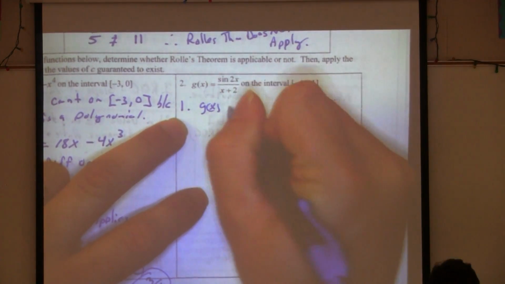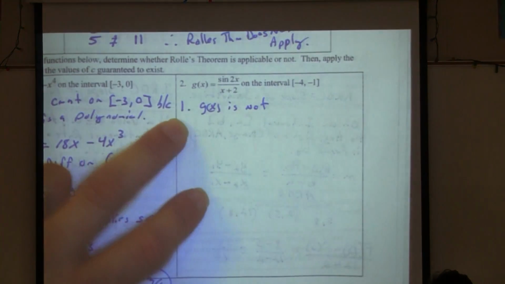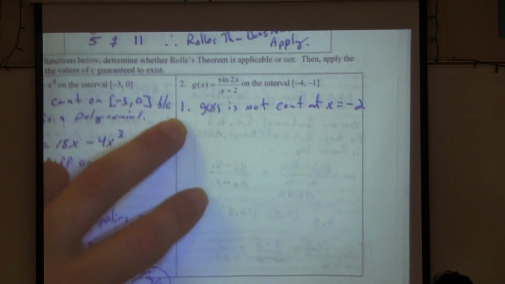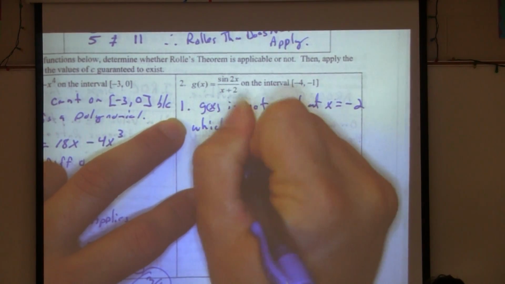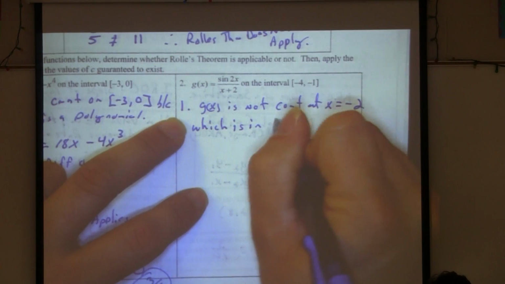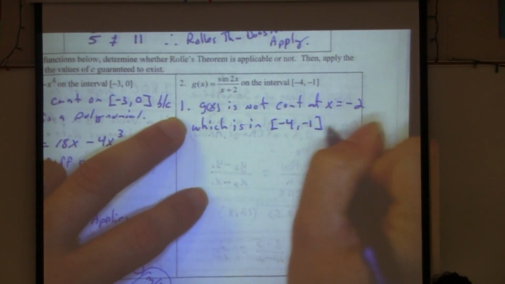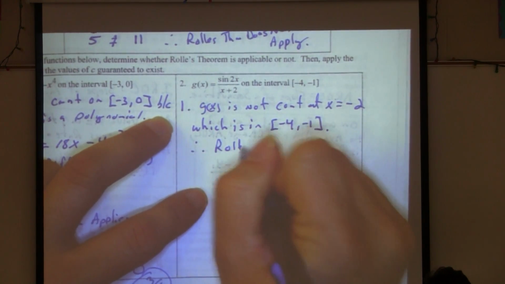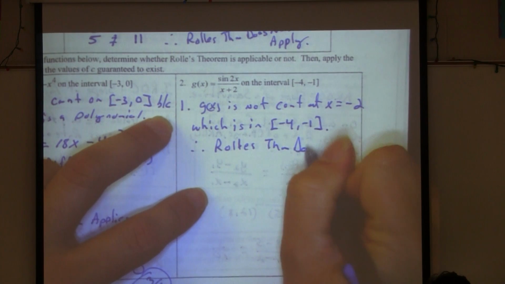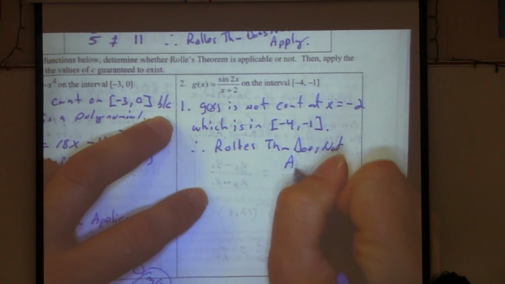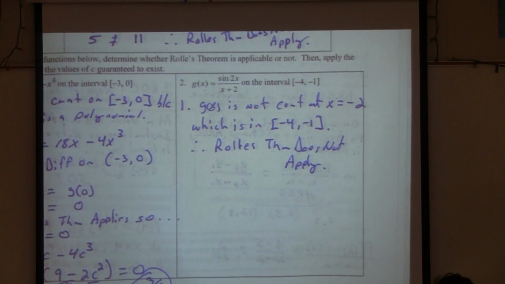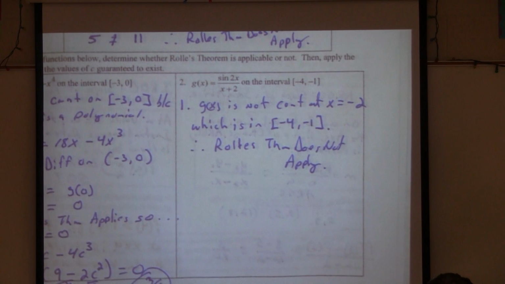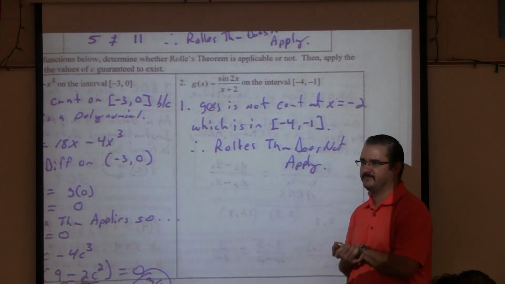So let's say g of x is not continuous at x equals -2, which is in the closed interval -4 to -1. Therefore, Rolle's theorem does not apply. Got it? It's too easy?